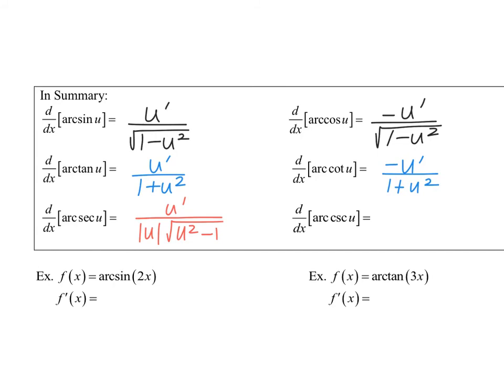U prime over the absolute value of u multiplied by the square root of u squared minus 1, and then again the negation of that for the arc, the negative cofunction, or the cofunction itself, arc cosecant.